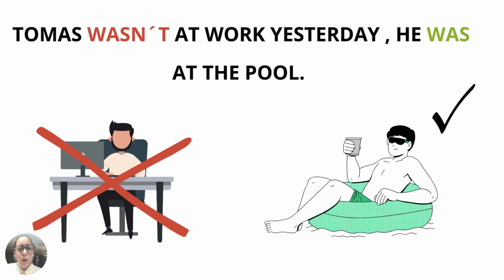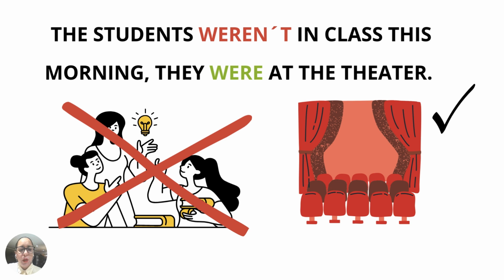In this slide, we have a negative and a positive statement. Thomas, or he, wasn't at work yesterday. He was at the pool. The students, or they, weren't in class this morning. They were, or the students were, at the theater.